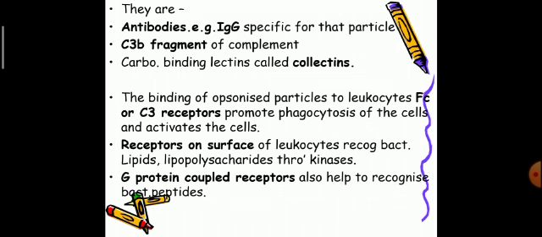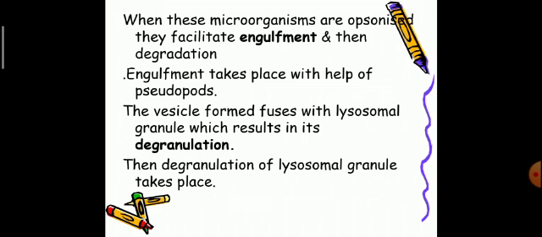The opsonins are the antibodies, immunoglobulin G, specific for that particle, C3b fragment of complement, and binding lectins called collectins. The binding of the opsonized particle to leukocyte Fc and C3 receptors promotes phagocytosis of the cells and activates the cells. Receptors on the surface of leukocytes recognize bacterial lipids, lipopolysaccharides, through kinases. G protein coupled receptors also help to recognize bacterial peptides. When these microorganisms are opsonized, they facilitate the engulfment and then degradation.